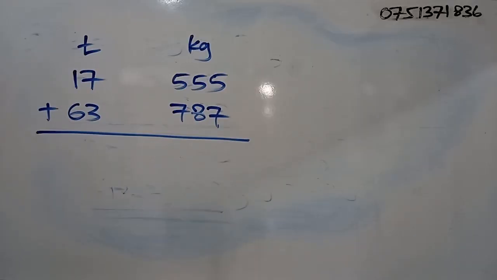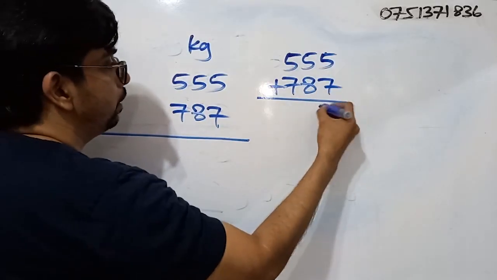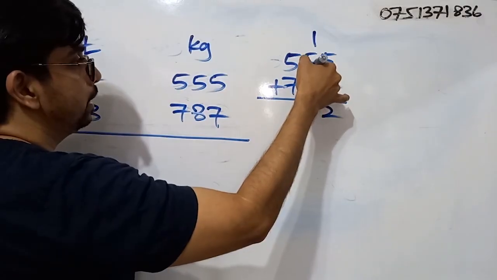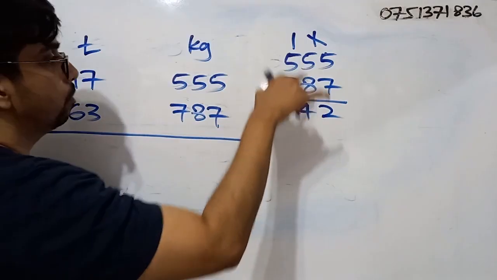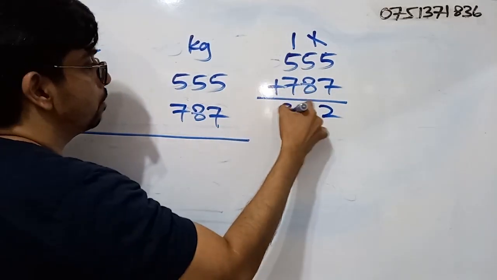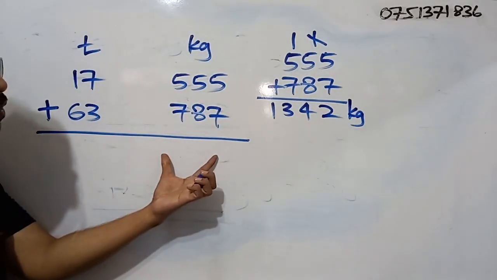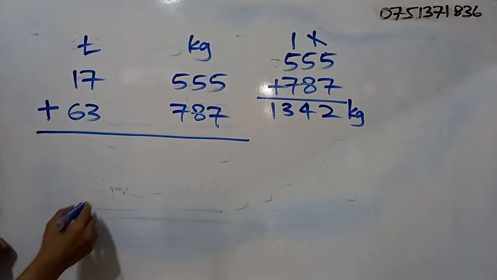Right, so this is the next question that has been given to us. So we will start from the kilograms column. Okay, 5 plus 7 that is 12. So we have to pass over the 1. 5 plus 8 that is 13. Add the 1 it becomes 14. Again we have to pass over the 1. 7 plus 4 that is 12. Add the 1 it becomes 13. So these are kilograms. So we can't write 1342 kilograms under the kilograms column. So we have to rewrite it.